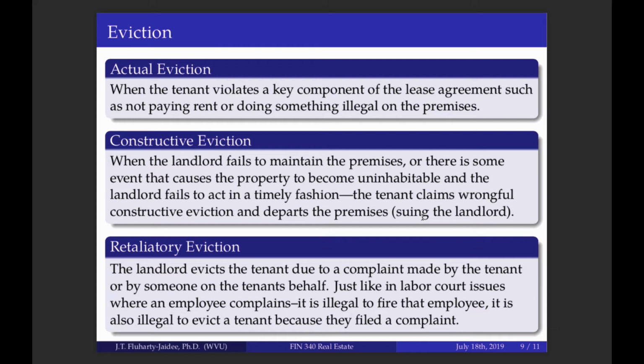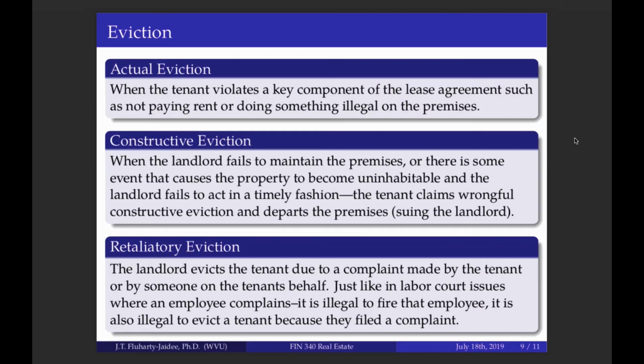You cannot also, for example, in the same idea there, if an employee complains in a business, then they also cannot be fired. For example, if they complain to the labor department, you cannot fire them for that complaint. And in the same way here, the landlord cannot just evict the tenant because they've made a complaint. That would be a retaliatory eviction, and it is illegal.